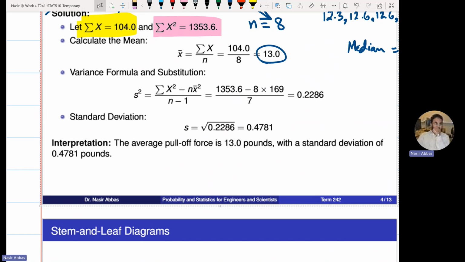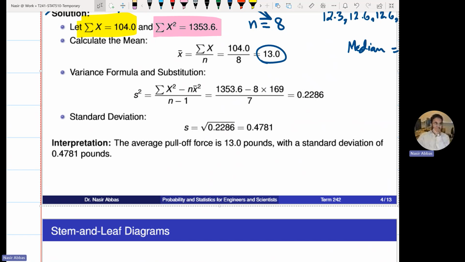Now, usually we do not interpret this one, we interpret this one. This is the average deviation of each point from the mean. This is the average square deviation of each point from the mean. Usually we don't interpret this one. So the standard deviation is the positive square root of this number.